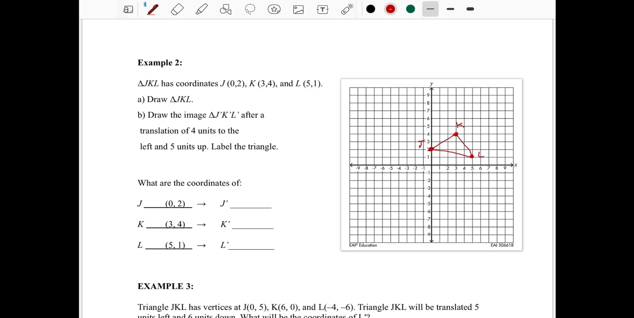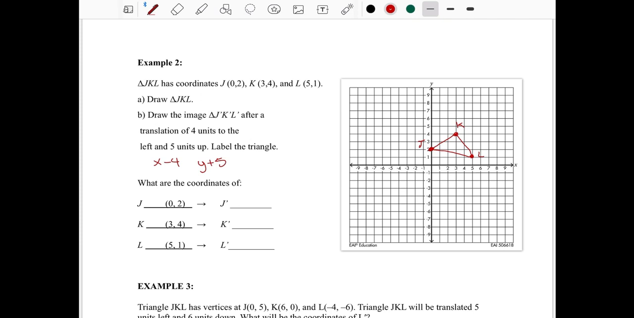Okay, so it says 4 units to the left. So from my chart, it says that when we go left, we've got to subtract. And that's going to be our x coordinate. So we're going to take our x coordinate and subtract 4 from it. And then it says 5 units up. Up is going to be positive, and that's going to be our y coordinate. So we're going to do y plus 5.